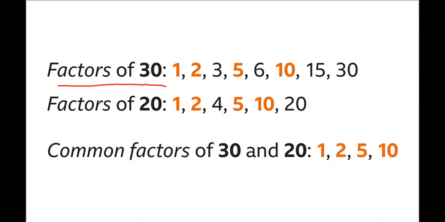So the first factor for 30 is 1, because 30 divided by 1 gives us 30. So 1 is a factor of 30. And in fact, 1 is a factor of every number.